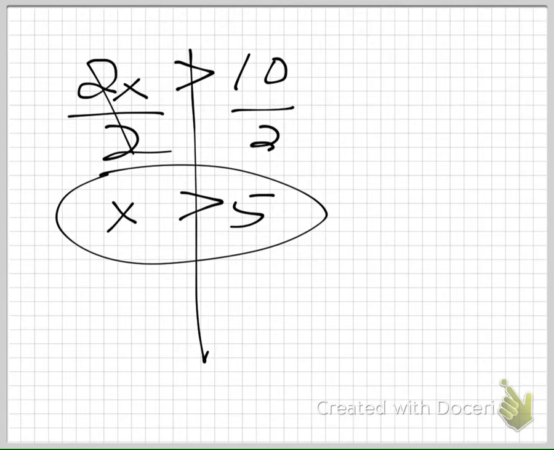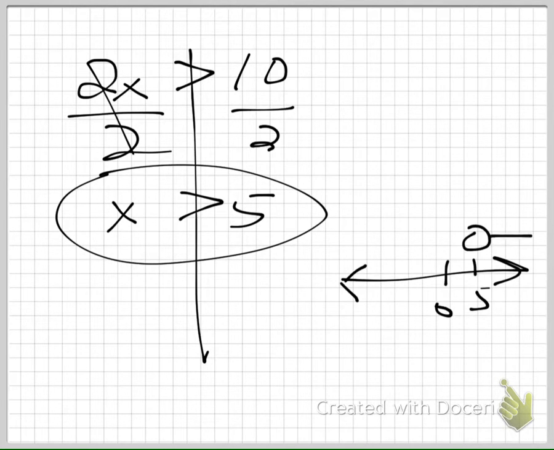And how would you graph x is greater than 5? It's simple. 0, 5. Open circle to the right. Why open? Because is 5 a part of the solution? No. It's everything up to 5. What about 5.000000001? Yes, 5.0000001 is greater than 5, but not 5 itself. Okay.